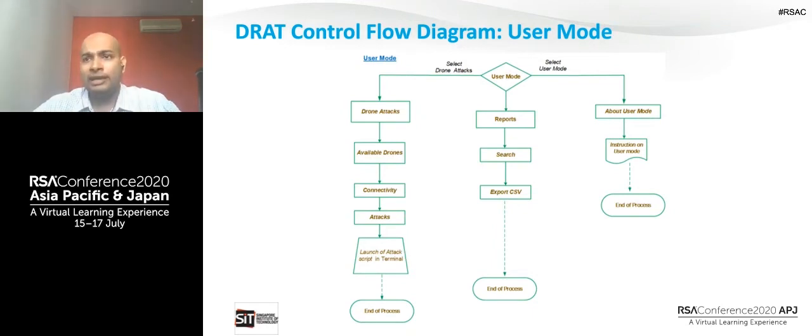At the end of the attack, it will give a prompt back to the user saying that the attack is finished, it is either successful or unsuccessful, and the report is generated. You can go and look for the report in the report menu. That comes to the third option, which is the report generation mode, where the user goes to the reports and searches for this particular report that is generated and exports that into a CSV, and end of process.